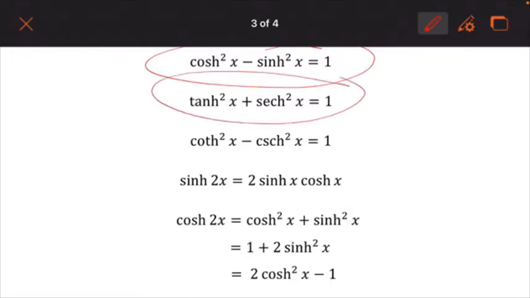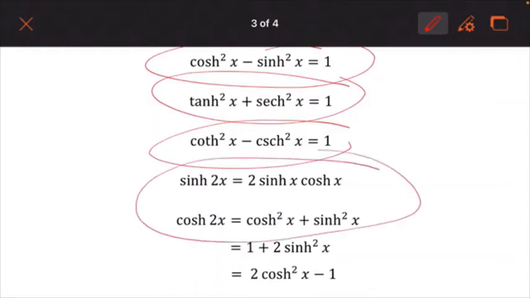Another identity: hyperbolic tangent squared of x plus hyperbolic secant squared of x is equal to 1. Another: hyperbolic cotangent squared of x minus hyperbolic cosecant squared of x is equal to 1. And then we have double identities. Hyperbolic sine of 2x is equal to 2 hyperbolic sine of x hyperbolic cosine of x. So that's similar to the double angle identity for sine, right?